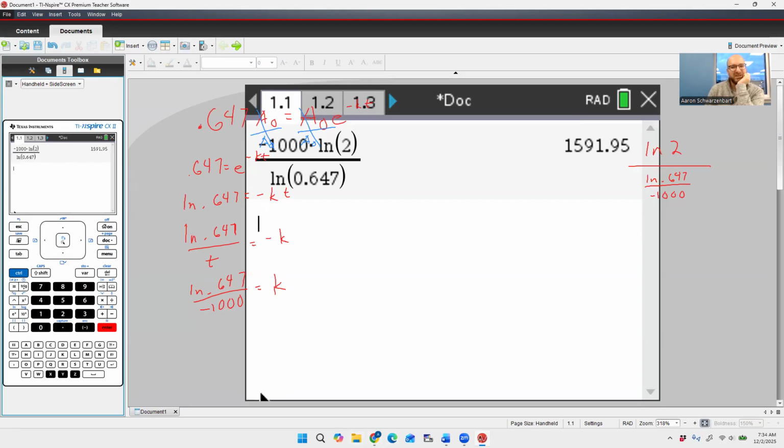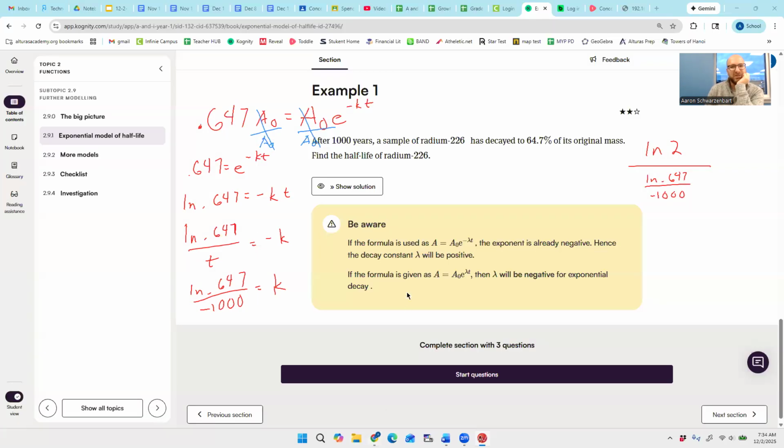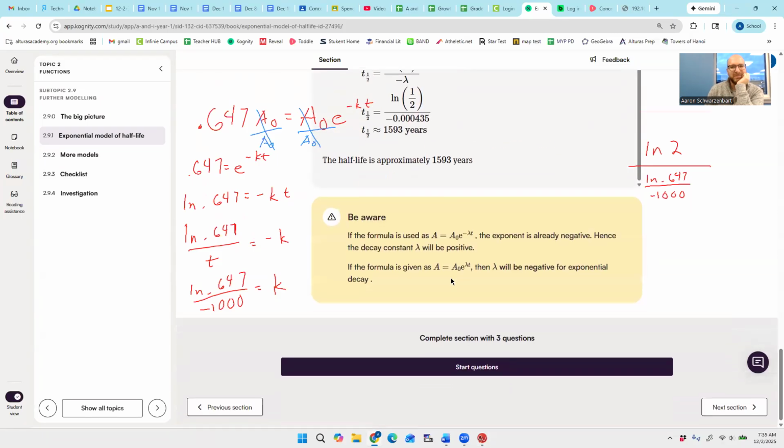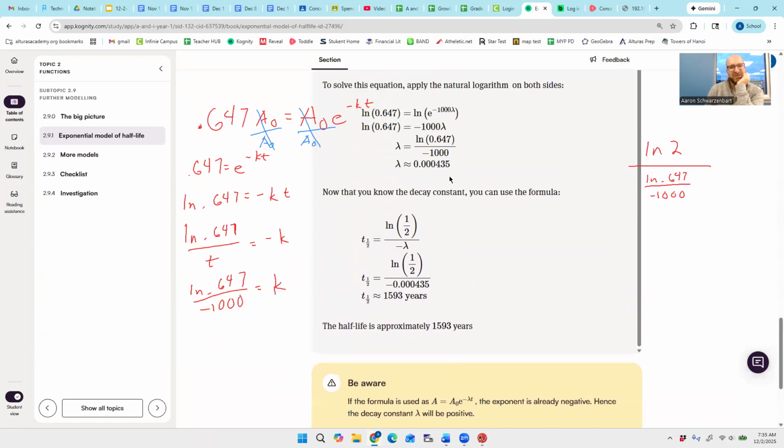Or if you're going with 3 sig figs, which is pretty normal for this, it would be 1,590. Oh, they rounded off. I don't like their 1,593 because they rounded here. It should be 1,592. I think if you plugged it in like this and showed that, they'd take either answer. But 3 sig figs of 1,590 should be okay.